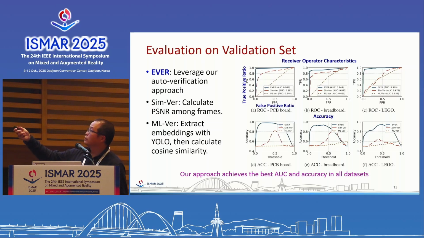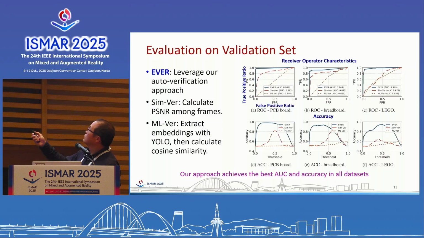One is the simple one, which compares the frames based on pixel values. Another one has limited semantic comparison: we extract embeddings with neural networks, like features such as edges, and calculate the cosine similarities.